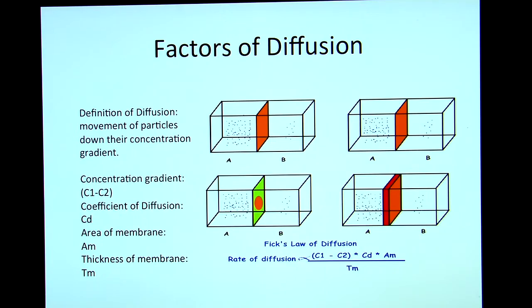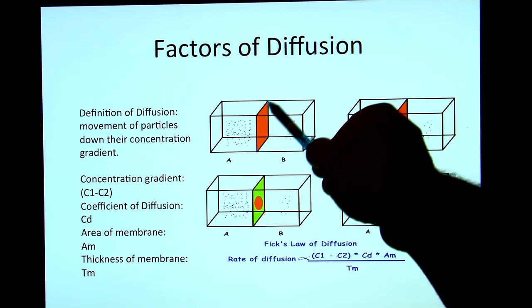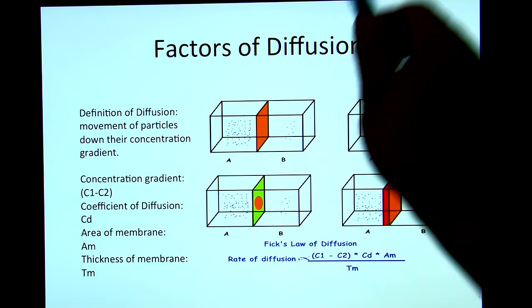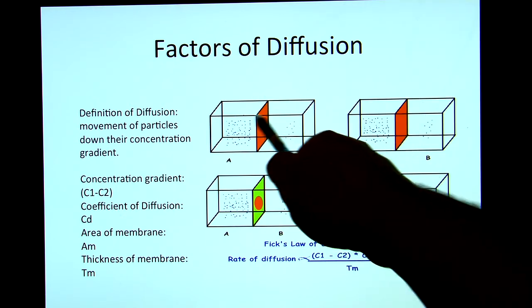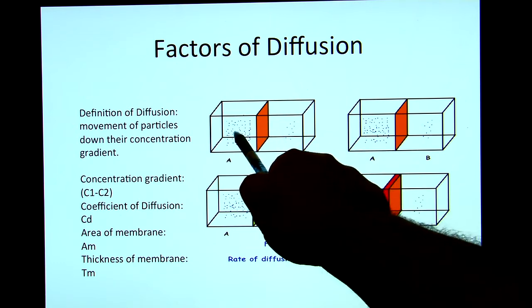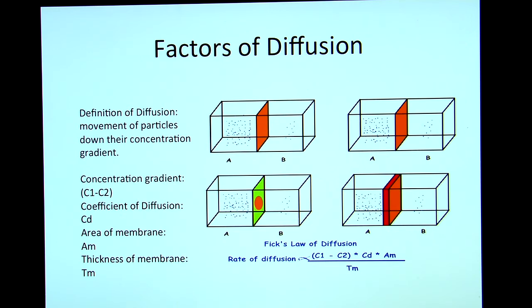Okay, then we're going to have a discussion on diffusion and the factors that affect diffusion. By definition, we say that diffusion is the movement of particles down their concentration gradient. Physiologically, what that means to us is there is a membrane that is going to separate two bodies of water, and that particles in those bodies of water will be able to move across those membranes in order for diffusion to occur.